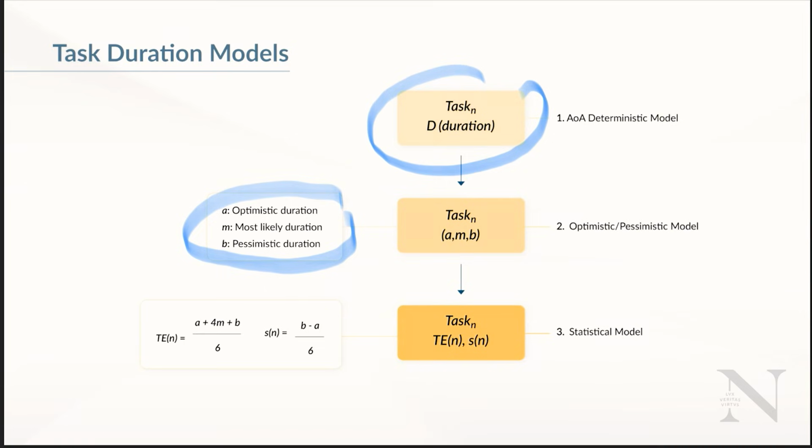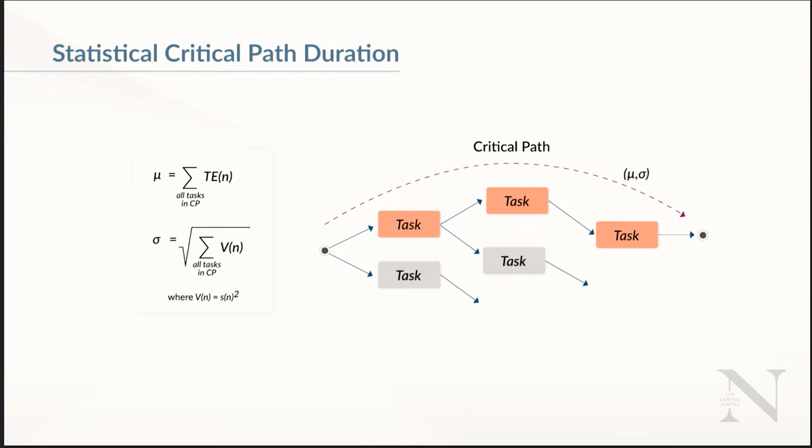This lets us compute two very useful values: the time expected, TE, and the standard deviation, sigma, of each task. Both formulas are shown here. It's a good practice to label tasks in the activity on arrow diagram with the respective durations and standard deviation. This makes the diagram clearer and easier to analyze.